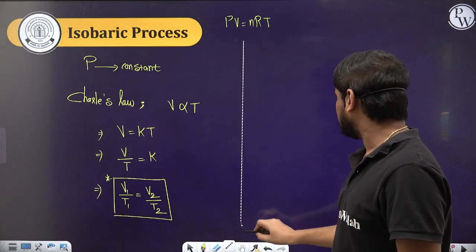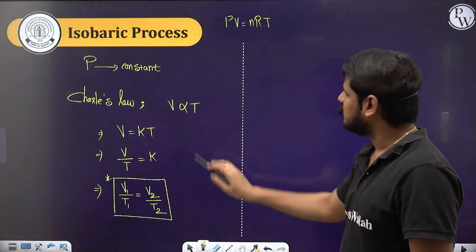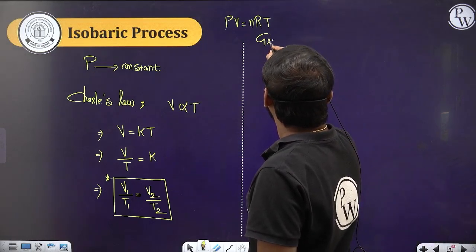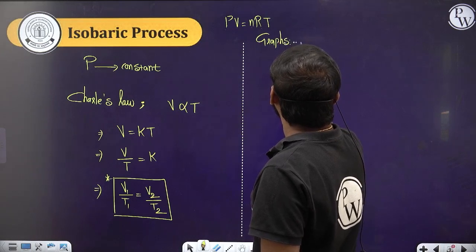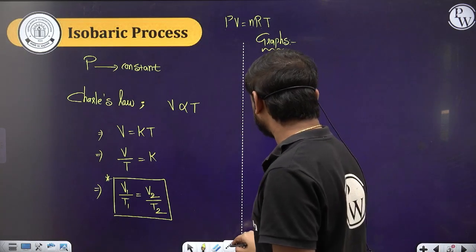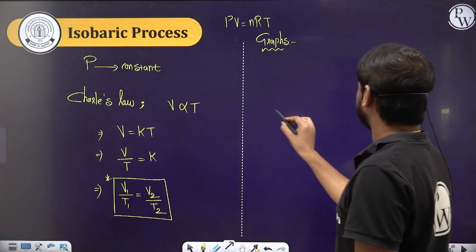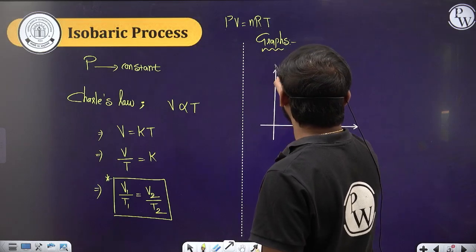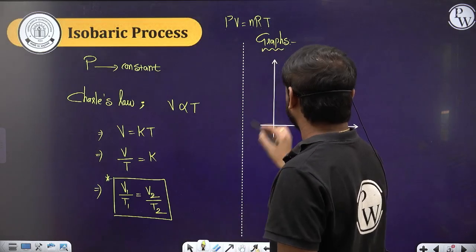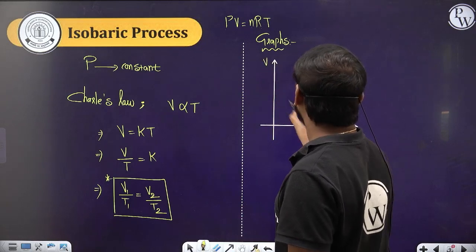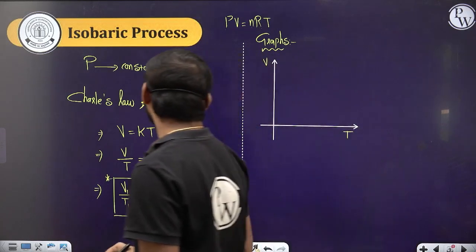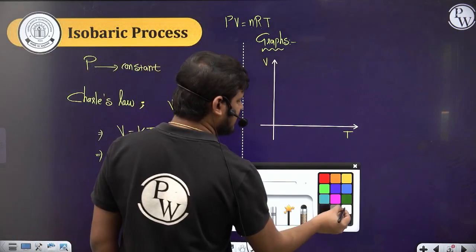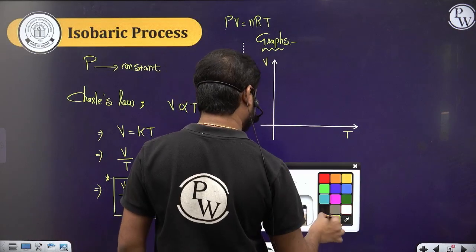So this part you understood? This part is clear. Now let's go for the graphs. First let's draw the volume versus temperature graph. VT, PT, PV graphs you have to draw. So first the V versus T. How are they related? V is directly proportional to T. So if V is directly proportional to T, can we use this graph directly?